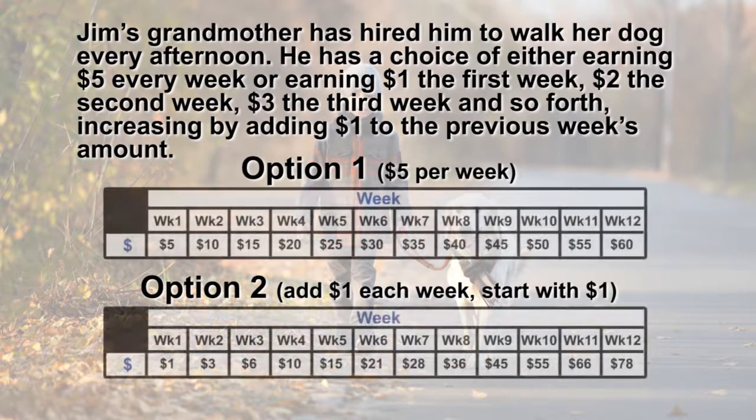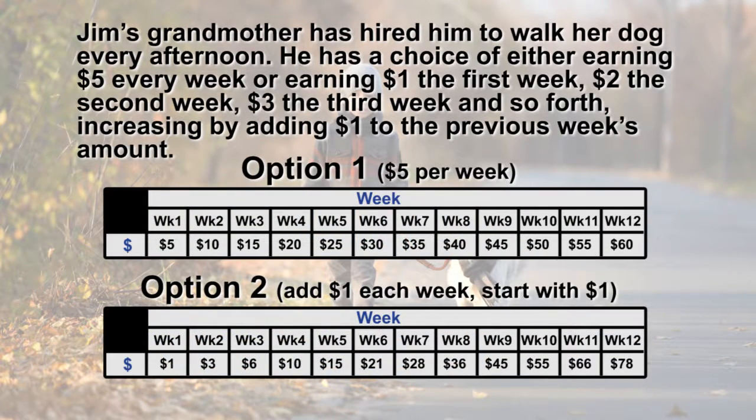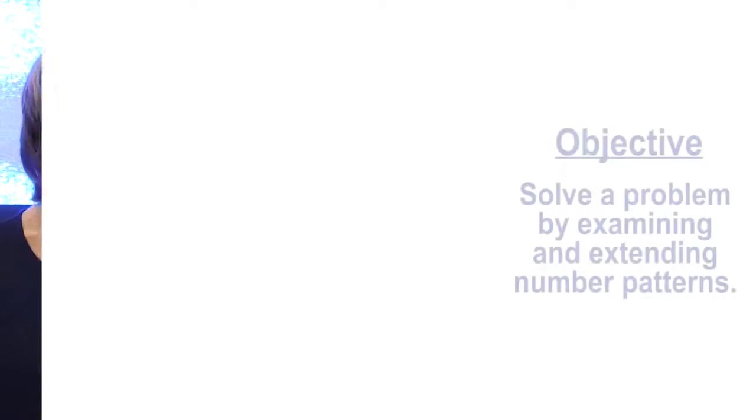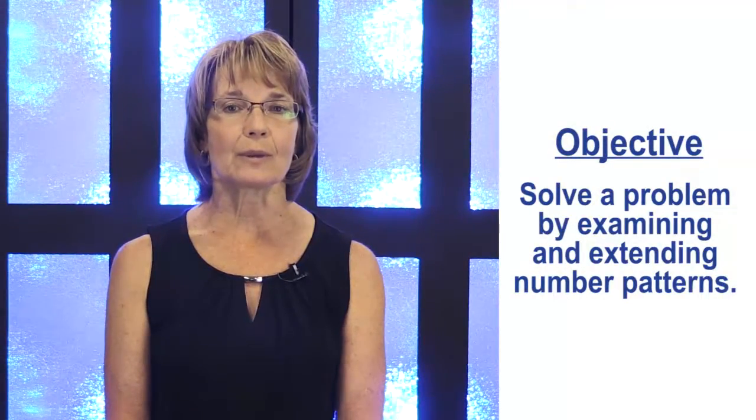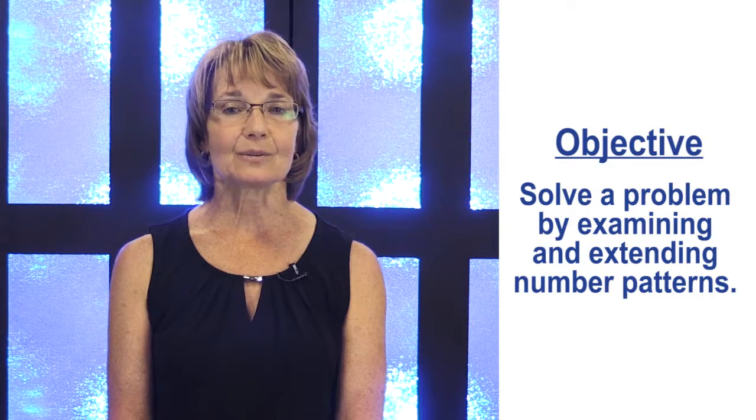Now let's look at this information using tables. Again, we notice that at week 9, Jim makes the same amount of money with both options. Learning and deciphering growing patterns may be helpful as students learn to compare scenarios in their lives.